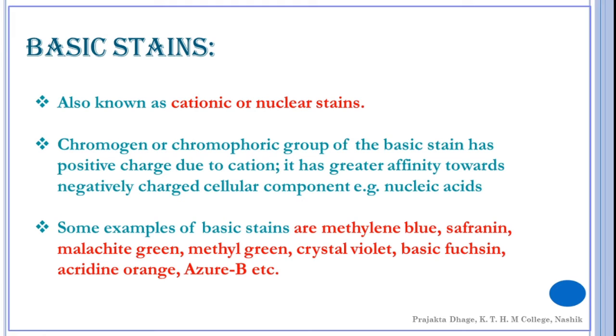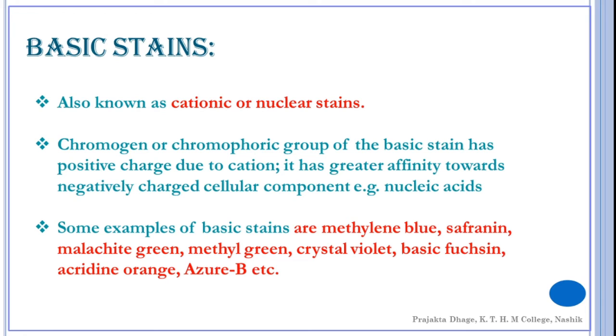When the coloring property of a stain is in the basic radical of a neutral salt, the stain is referred to as a basic stain. The chromogen or chromophoric group of the basic stain has a positive charge due to the cation. It has greater affinity towards negatively charged cellular components, for example nucleic acid, and has a greater combining capacity in alkaline pH.